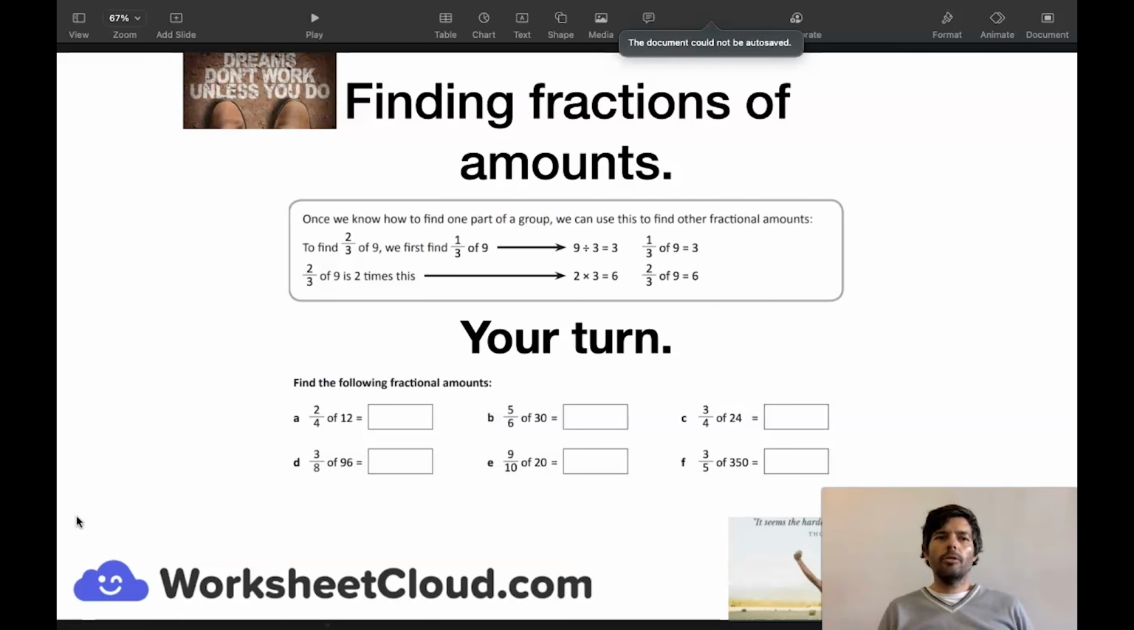Okay, I'd like you to go and do A to F, and then come back to see how you got on. So just remember, find one amount by dividing by the denominator, and then find the full amount by multiplying that answer by the numerator. Okay, off you go.